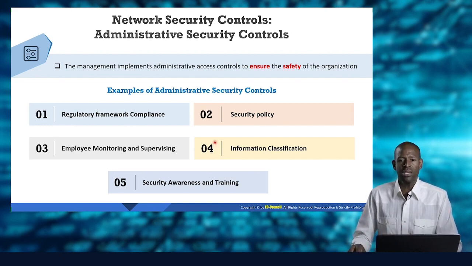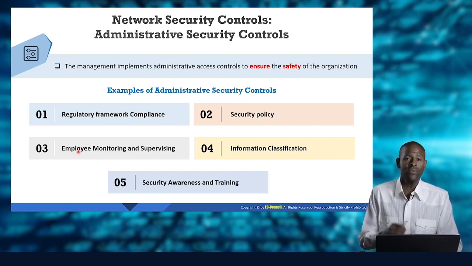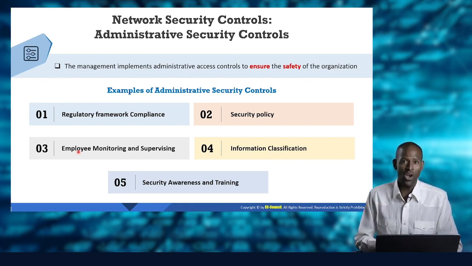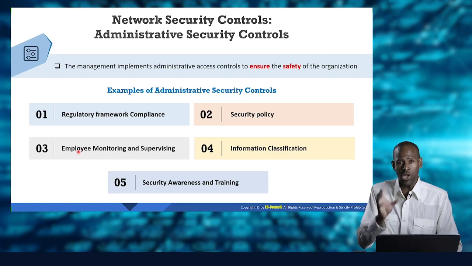Number 3 is employee monitoring and supervising. Very important as an administrative security control. We really need to know what's going on. Remember that example I gave you of that worker who comes in at 8, leaves at 5, but for some reason he's logging in over and over and over again, and he's trying at 3 a.m., right? Because we've monitored and supervised and we know what's going on with our employees, we know that's outside of the bounds and there is a problem.